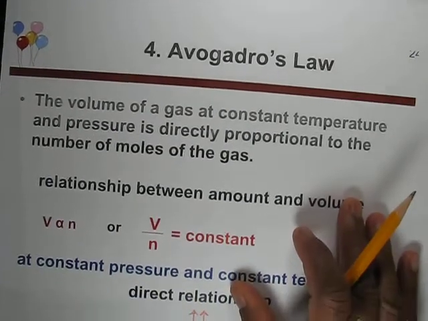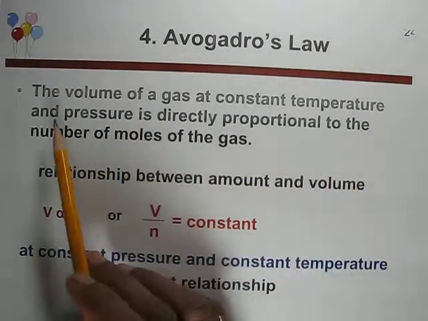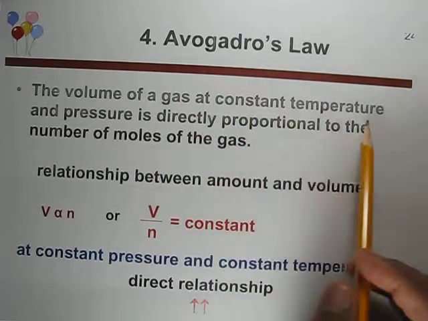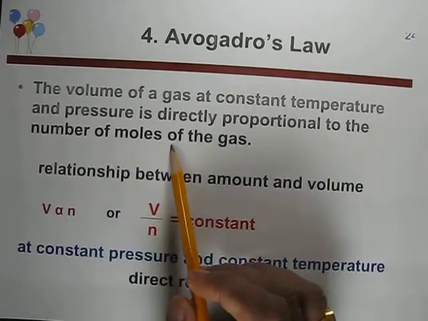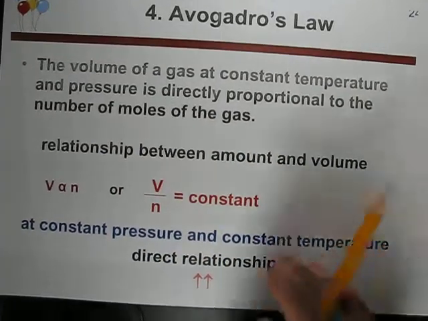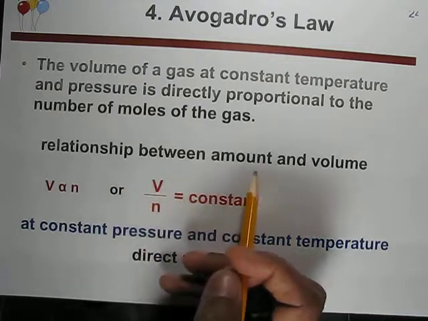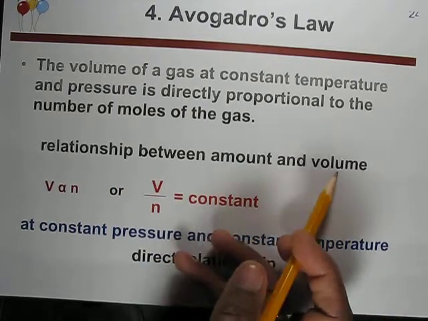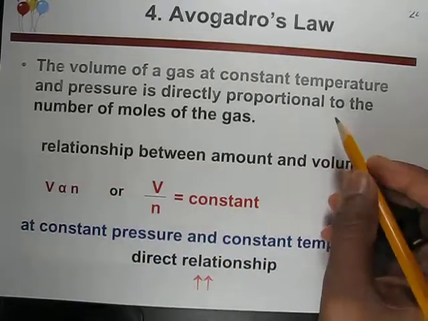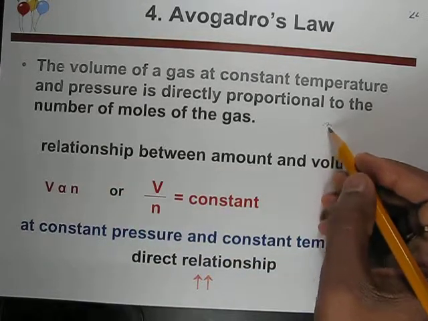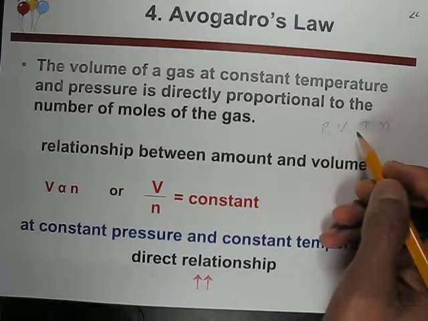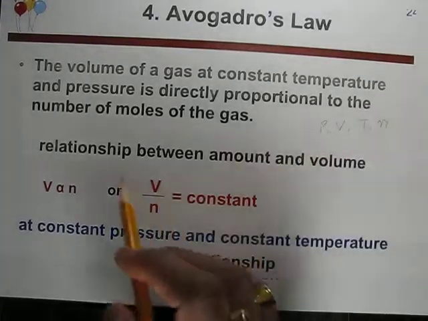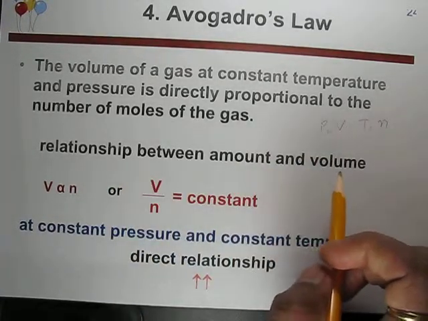And then the fourth law is Avogadro's law. What it says is that the volume of a gas at constant temperature and pressure is directly proportional to the number of moles of gas. What does it mean? It establishes the relationship between the amount and volume. So there are four variables: pressure, volume, temperature and small n. Small n is the amount, the number of moles.